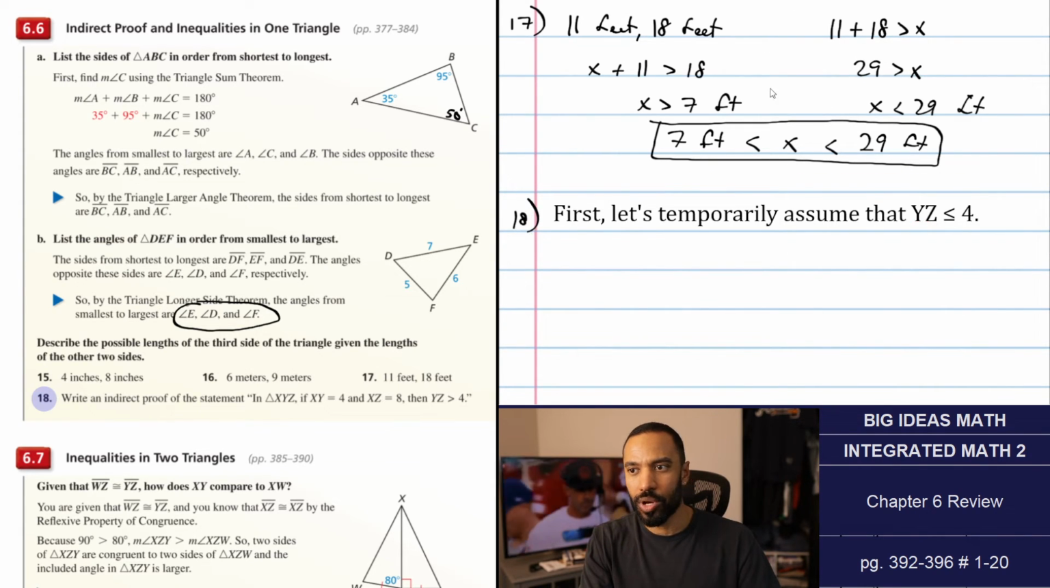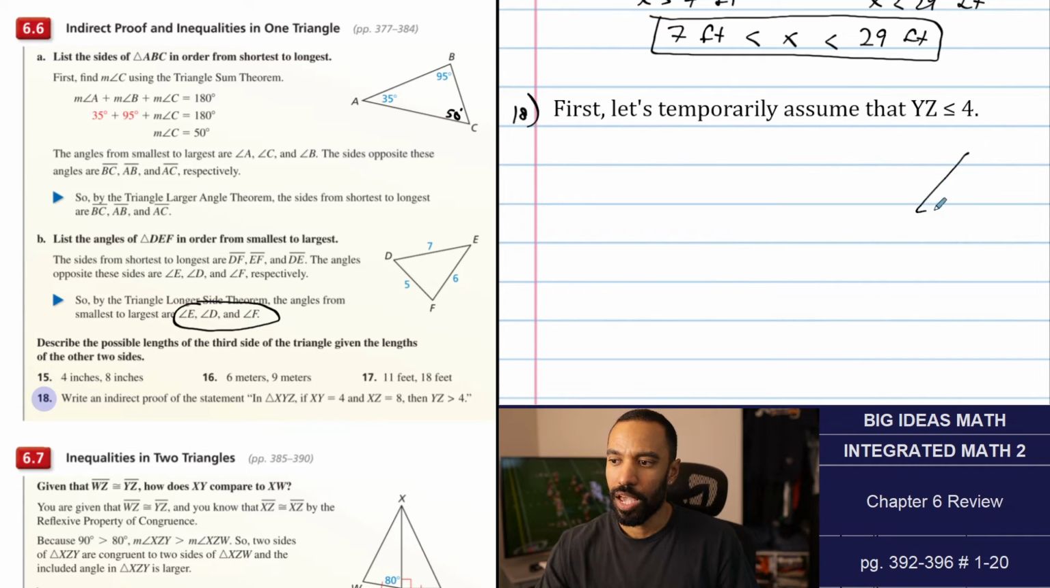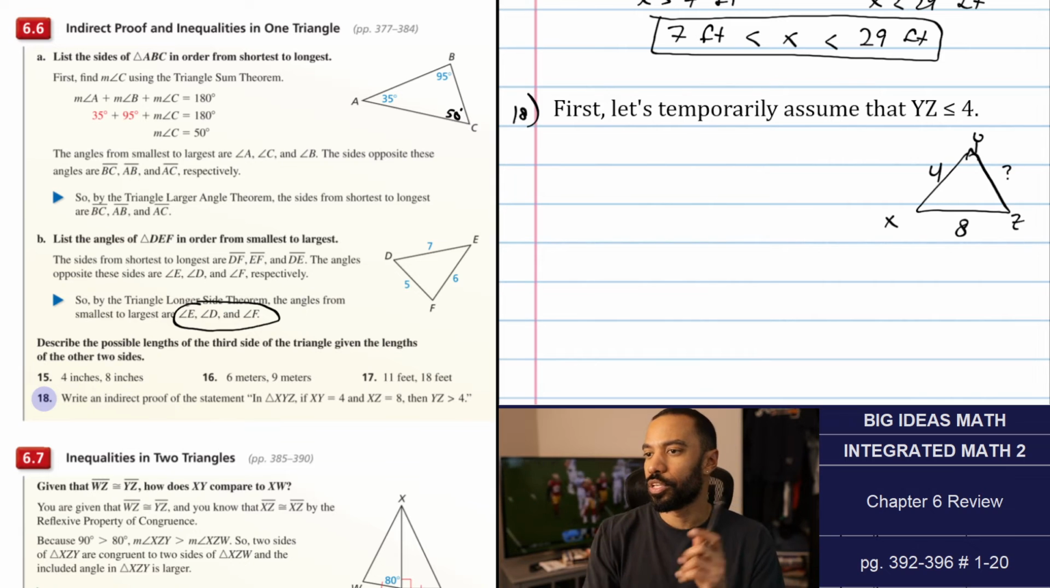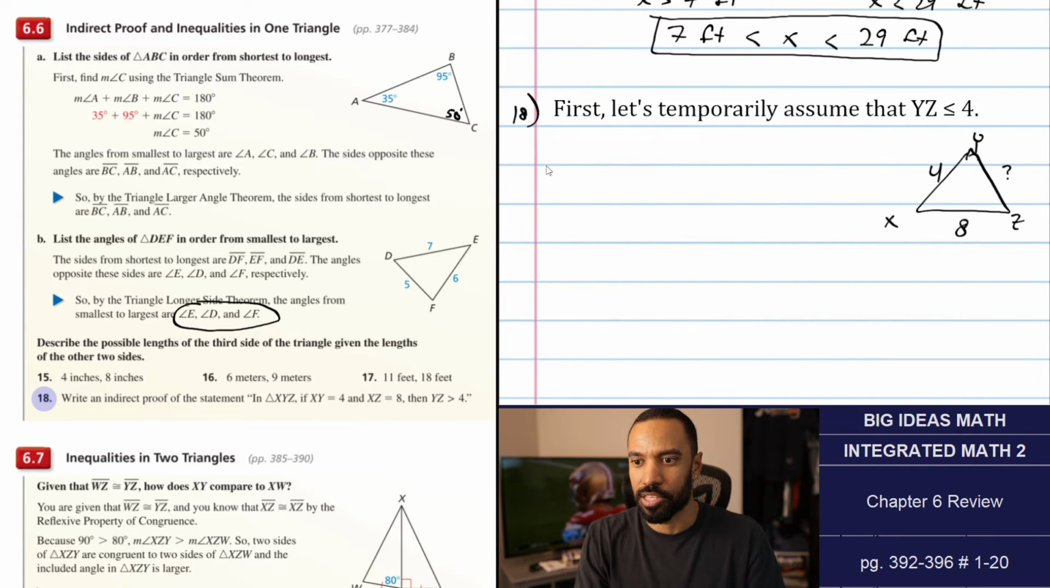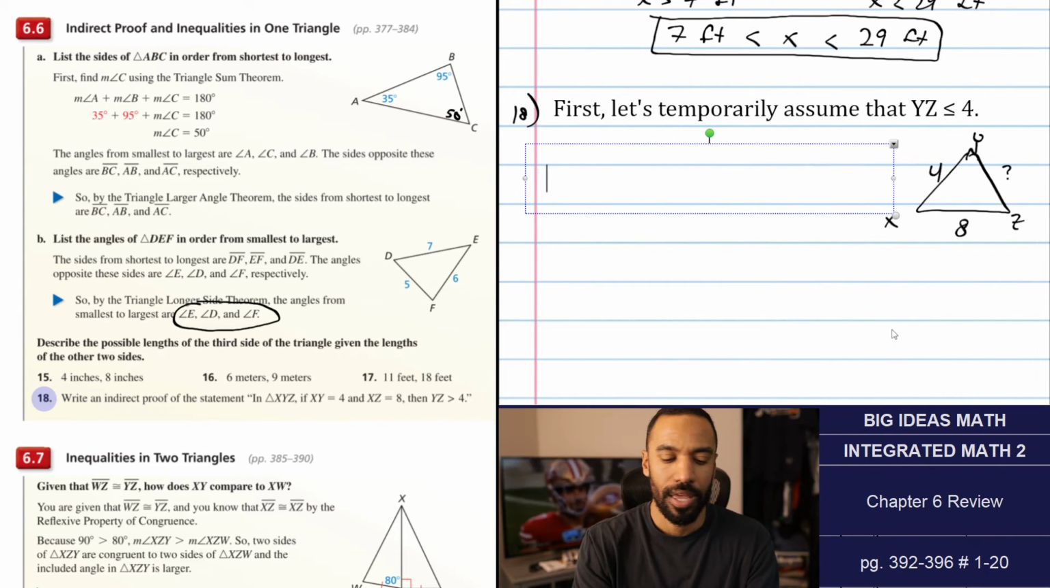Now notice, with triangle XYZ, I think a drawing will help in this one here. I do a triangle XYZ. It doesn't have to look any way particularly. XY is 4. XZ is 8. And this whole unknown, it could be less than or equal to 4, greater than 4, stuff like that. Well, the triangle inequality theorem states that the sum of any two sides has to be greater than the third for all sets of sides of your triangle.